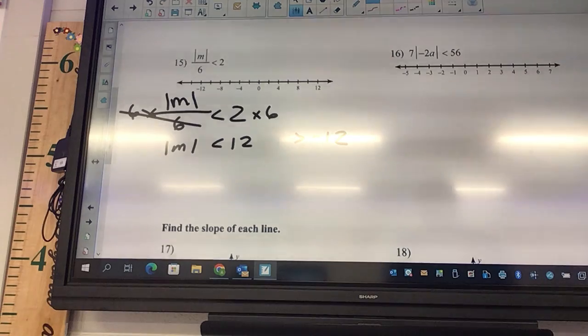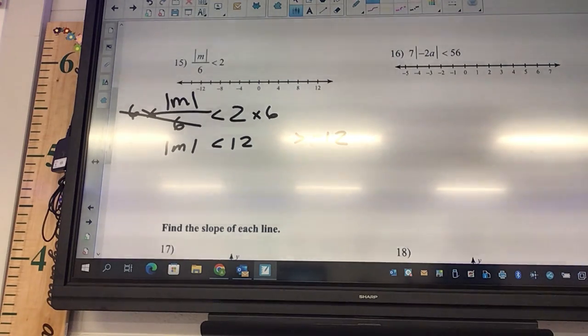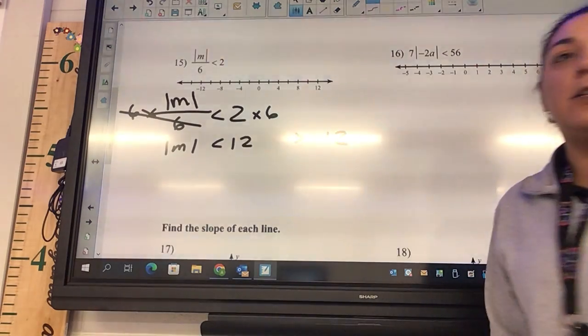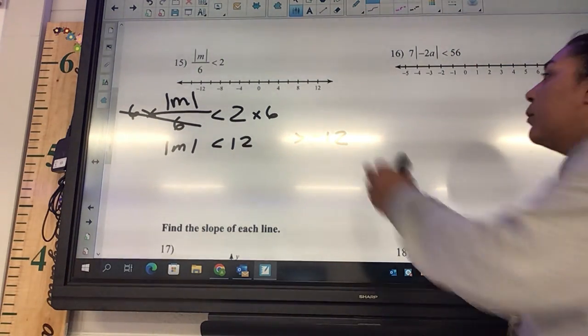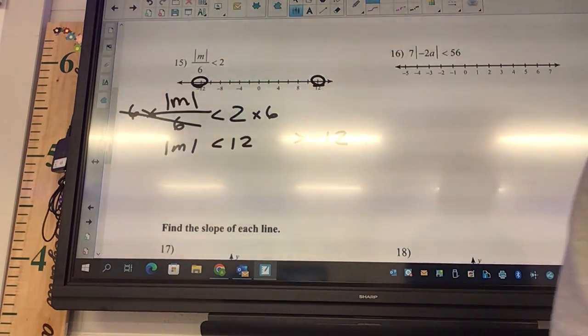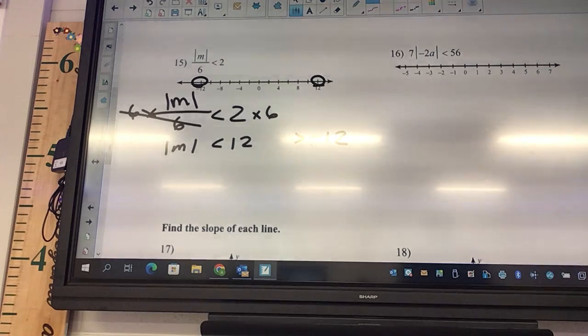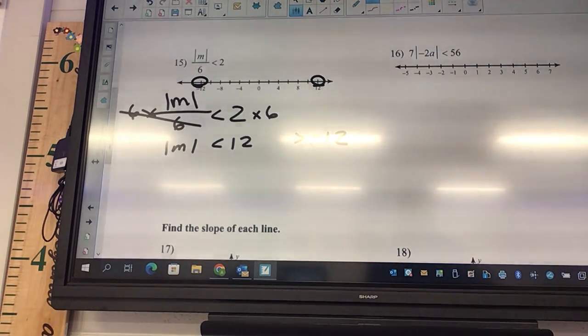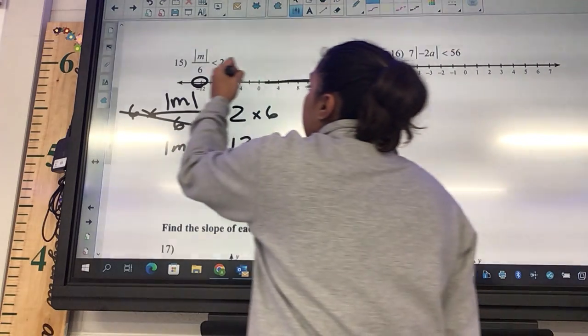Is there anything else for us to do inside the bars? No. But if it said plus 3, we would then go ahead and do a minus 3. So on the 12, open or closed? Open. Are they going to be pointed in or out? M is less than 12, so they're going to be pointed in. Good job.